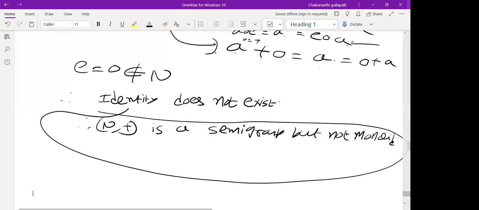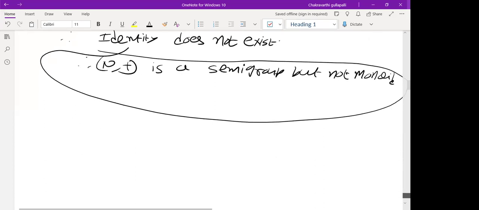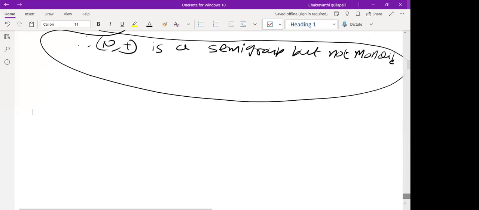Okay. So is every monoid a groupoid or not? Yes, because closure is satisfied. But every groupoid is not a monoid, because it may not satisfy associativity, and it may not satisfy identity also.